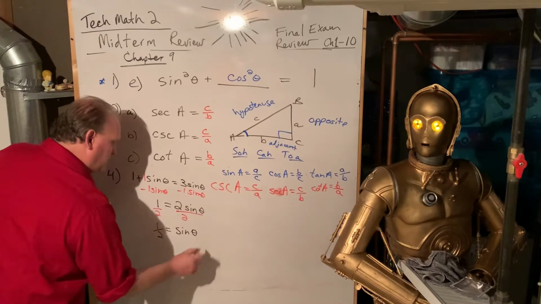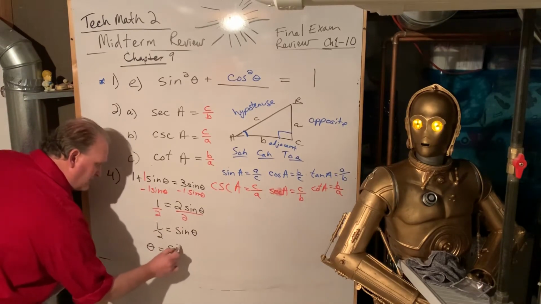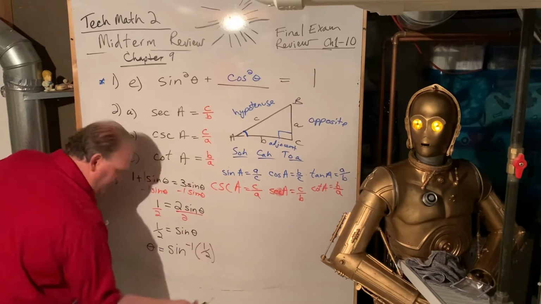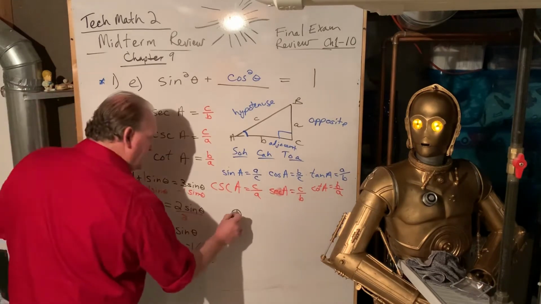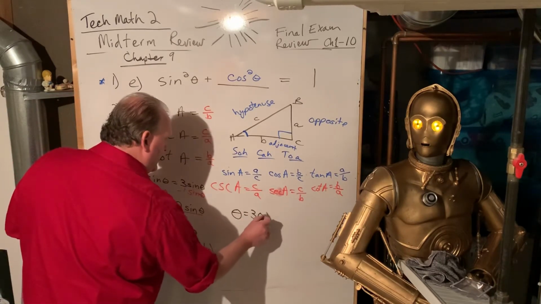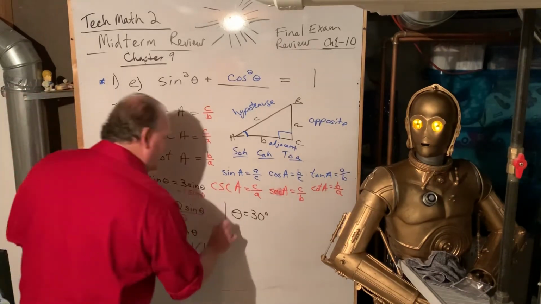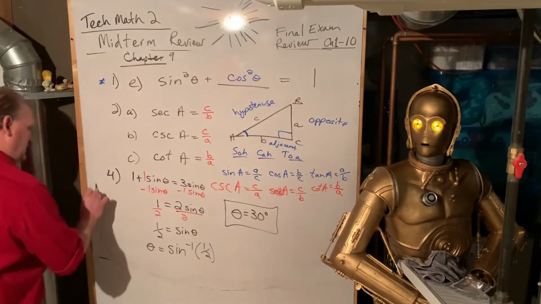And now we're going to use our arc sine. So theta is equal to the arc sine of 1 divided by 2, or 0.5. And you hit enter, and that tells you 30 degrees. And now, on the test, that's all you're going to need, because just like on the review here, it asks for the acute angle.